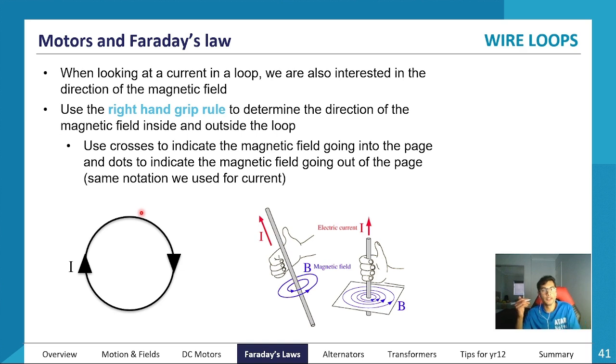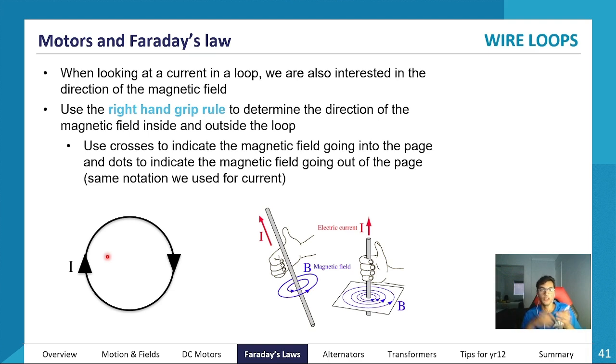Cool. So far, we've been looking at the magnetic field around just a single wire. But what happens if we make a loop with the wire? If we make a loop with the wire, so we have this loop of wire here, and there's a current going through it given by the arrows and the I, we want to find which direction the magnetic field is going.